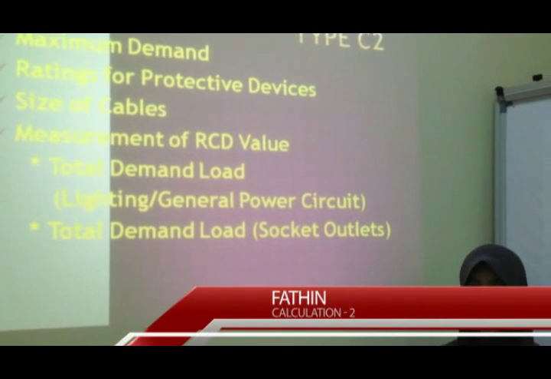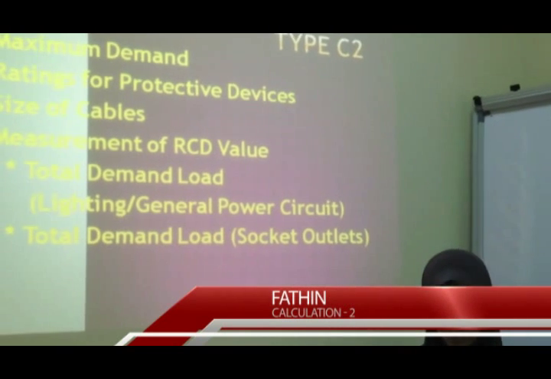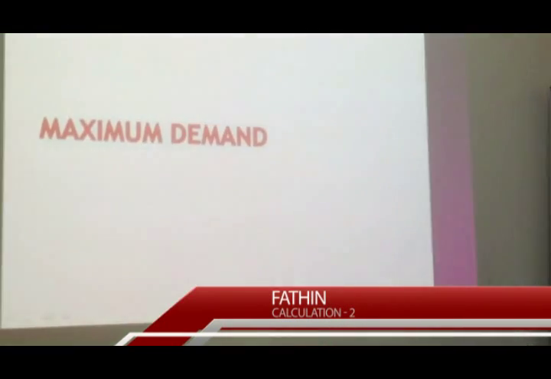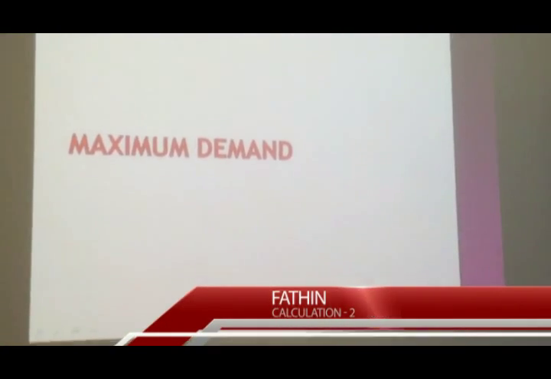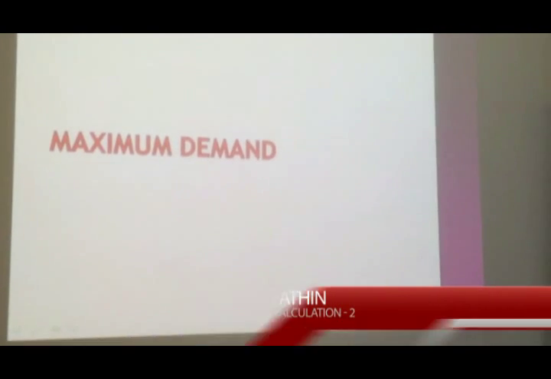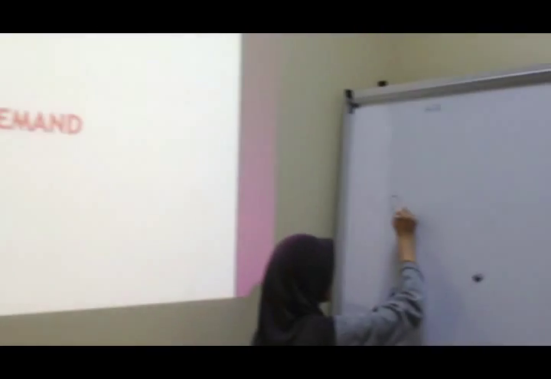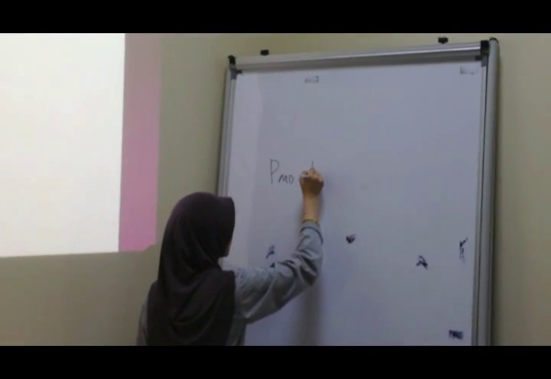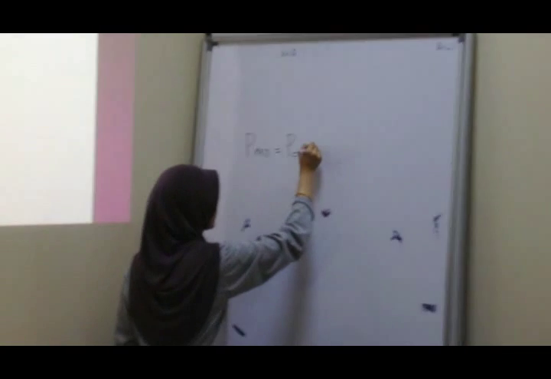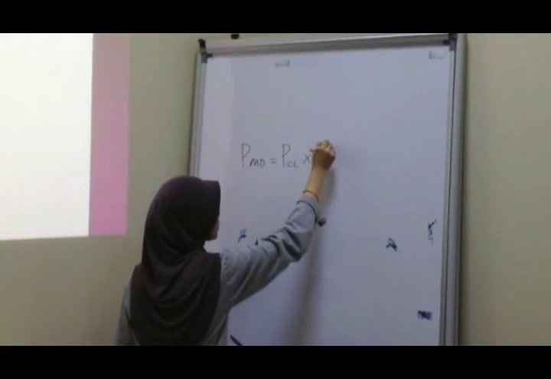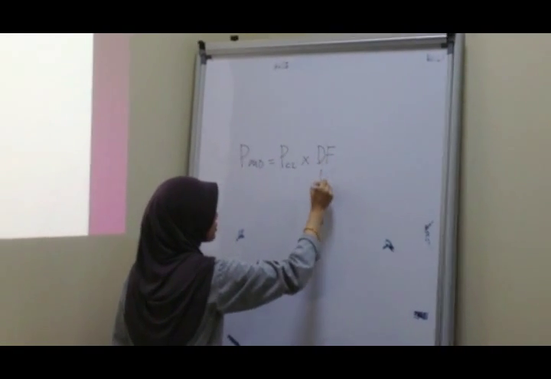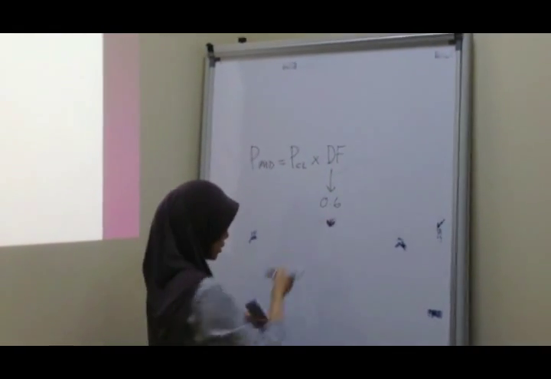I will explain the type C2 calculation. For the first part, we calculate the maximum demand for the loads using this formula: P maximum demand equals P connected load times demand factor, and we take the demand factor as 0.6.